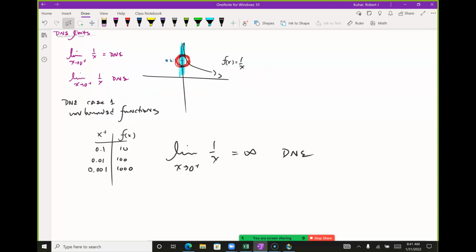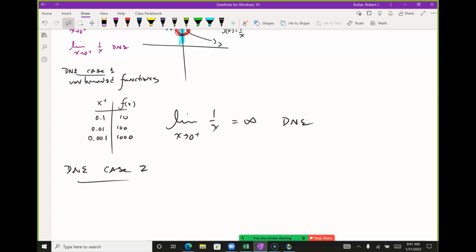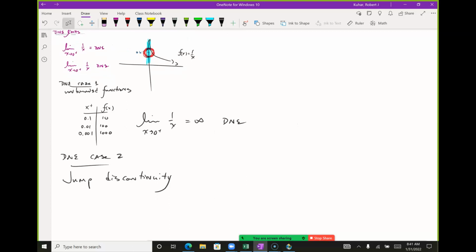Okay, case 2. How are we doing here? We're fine with this, right? So case 2 is a jump in the curve, a jump discontinuity. We don't mind a point discontinuity. We don't mind a hole in the curve. I still wouldn't want to ride that roller coaster, but the jump one is really bad.